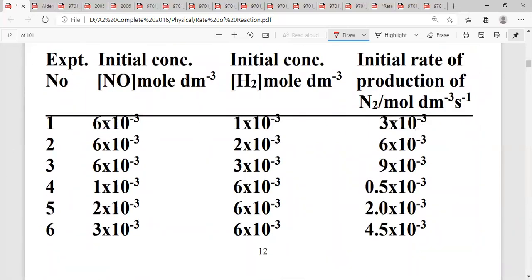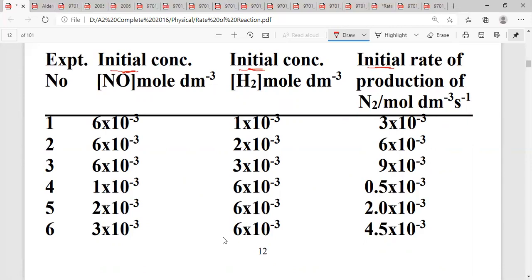Normally they don't give so many experiments, most just 2 or 3 only. Then you have to derive from there. So there's always an initial concentration. Why initial concentration? Because you start with this, you know it, you prepare it. Okay, initial concentration, and then the initial rate.